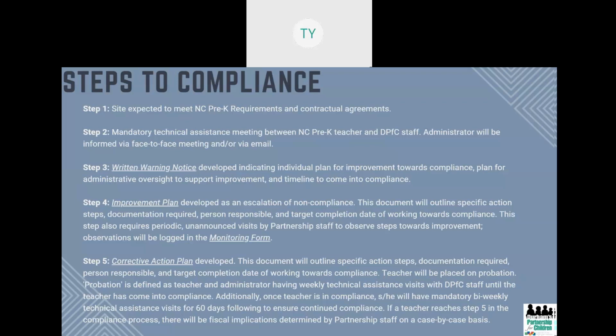There are action steps, documentation, outlines of who is responsible, and a target completion date. The biggest difference here, as you'll see, is that if you are on step 5, you will be placed on probation as a teacher. What this means is that you and your administrator will have weekly technical assistance visits with partnership staff until you have met the requirement and you are back in compliance.